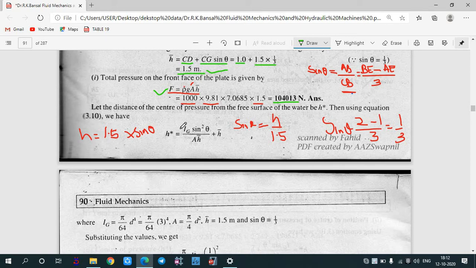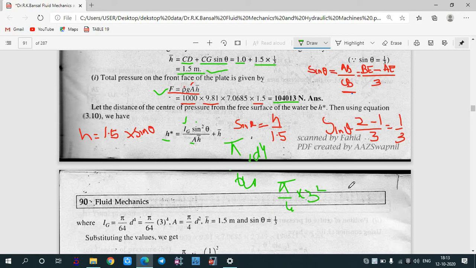After that, we also need to calculate the center of pressure, where this total force is going to act from the free surface. So H star value is nothing but Ig sine square theta divided by A h bar, plus h bar. We will calculate the parameters one by one. Ig in case of a circular shape is pi by 64 d to the power 4. This is the value for Ig sine square theta. Sine theta we have got 1 by 3, so it will be 1 by 3 the whole square. Area you can write as pi by 4. The diameter I think was 3 meter, so 3 square.